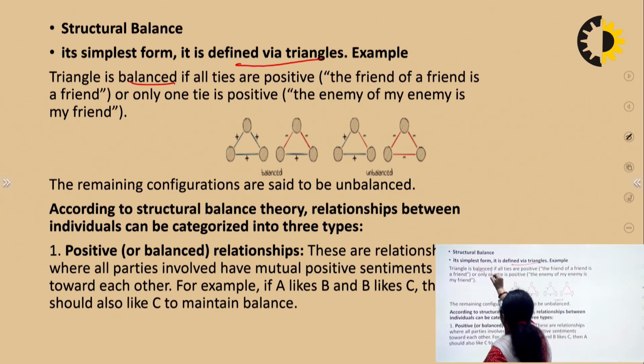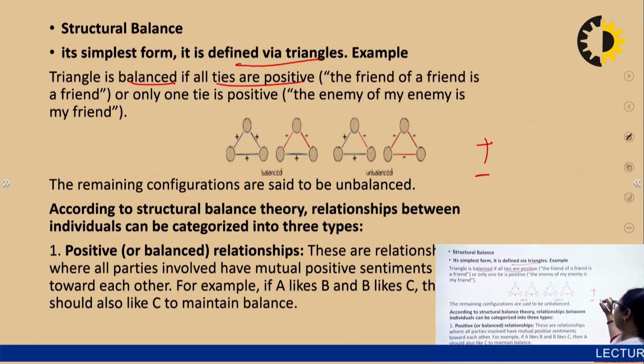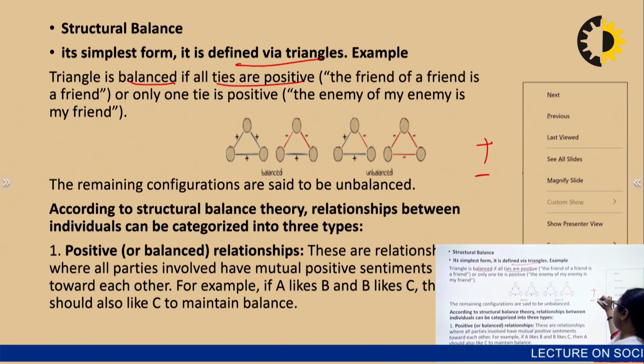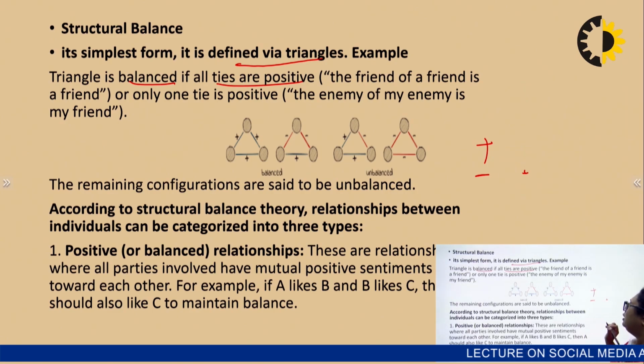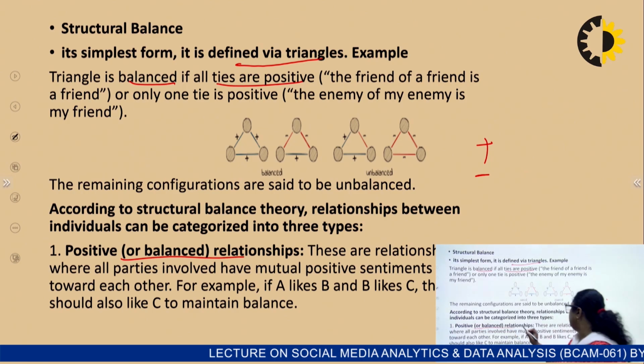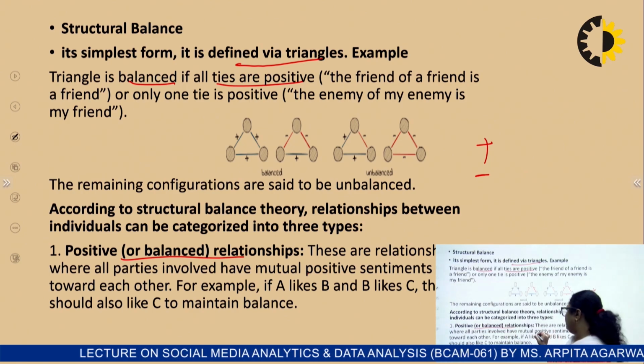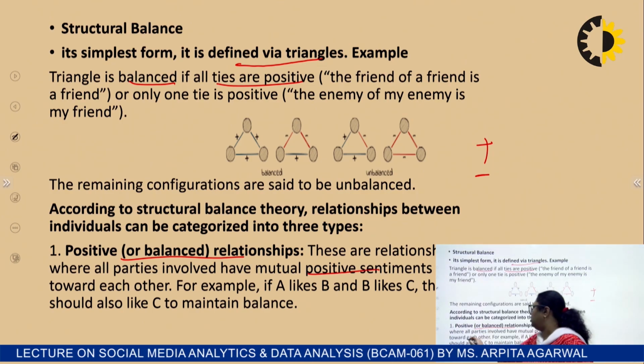A triangle is balanced if ties are positive. If we have positive ties, then triangles are balanced, and if we have negative ties, then we have negative balance. We can say we are having more enemies. So according to structural balance, we have positive relationships, if parties have positive sentiments towards each other.